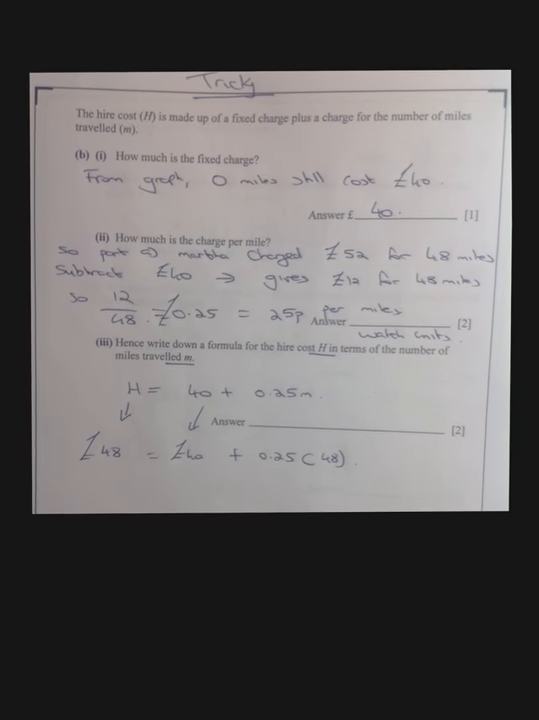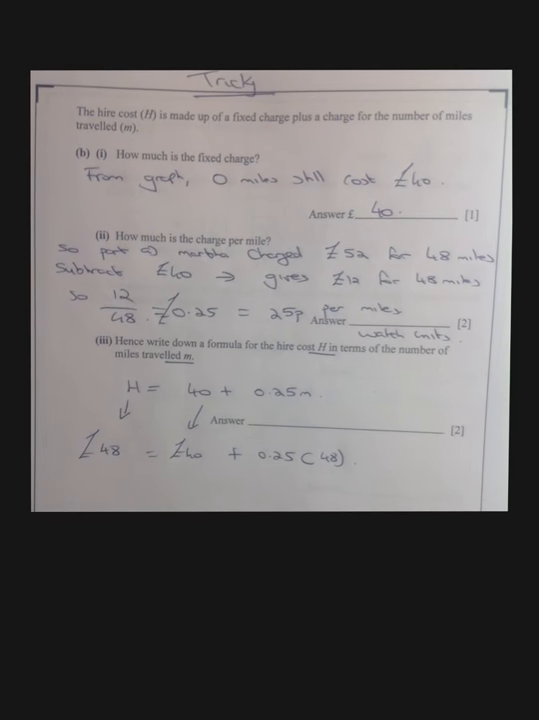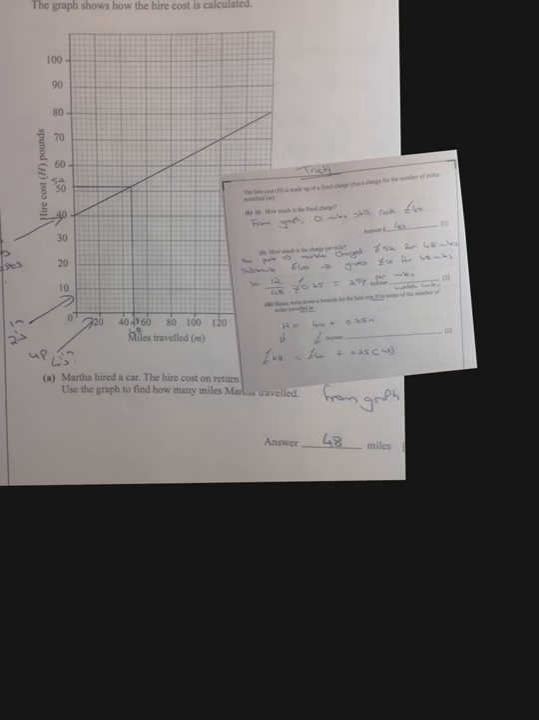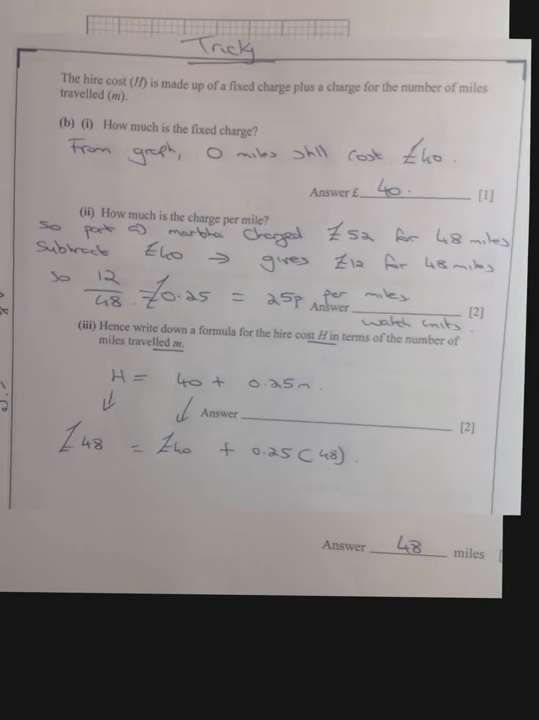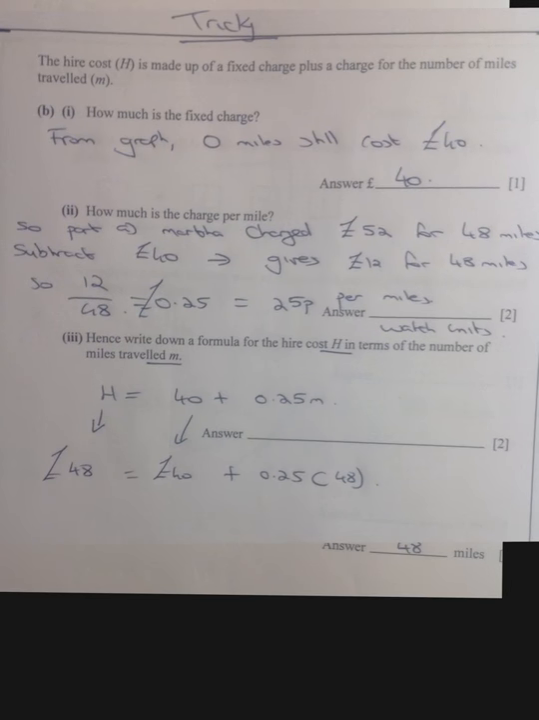That's why I've said tricky at the top. The hire car is made up of a fixed charge plus a charge for the number of miles. How much is the fixed charge? Well, the fixed charge is the 40 quid, because what that means is no matter how many miles you've done, you're paying 40 quid before you start. So the fixed charge here, I've said from the graph, 0 miles, it still costs £40. So you pay £40 of a fixed charge before you do anything.